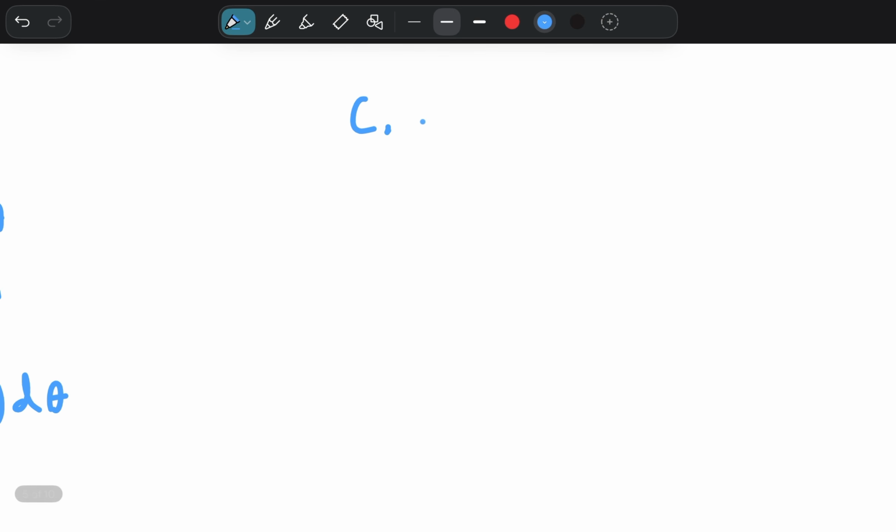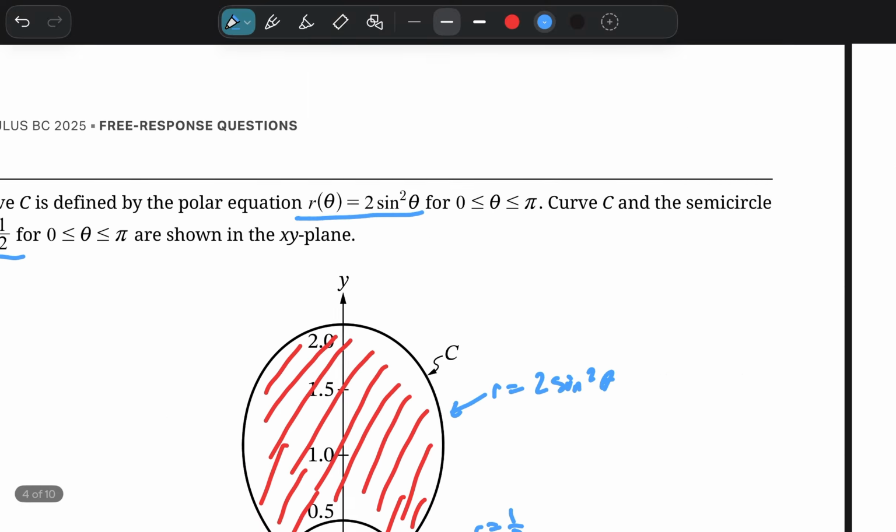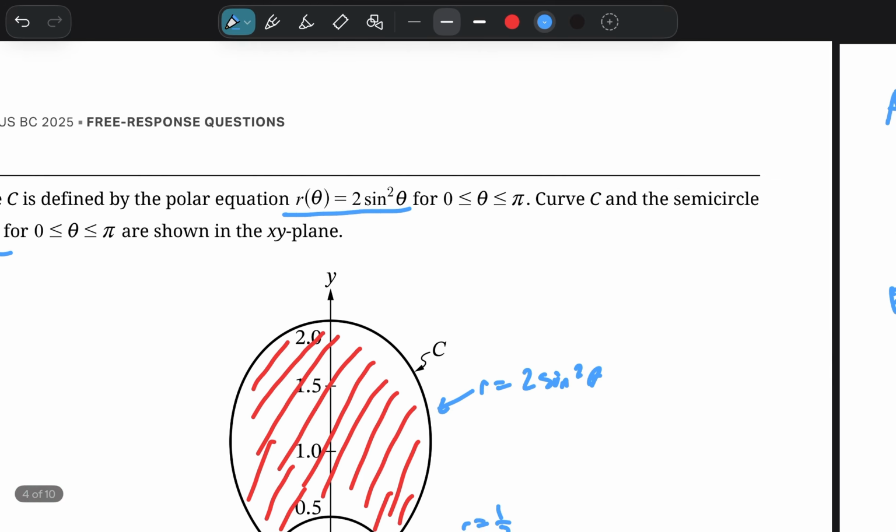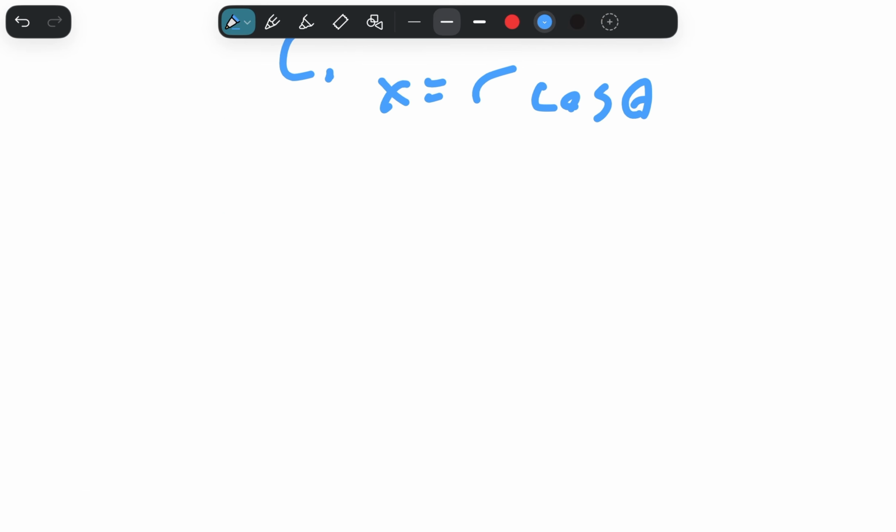function of the polar curve of the curve C. So we know that x is equal to r times cosine of θ. So what is r here? Well, we're given r, right? r of θ is equal to 2 sine squared θ. So we know that x is going to be 2 sine squared θ times cosine θ.